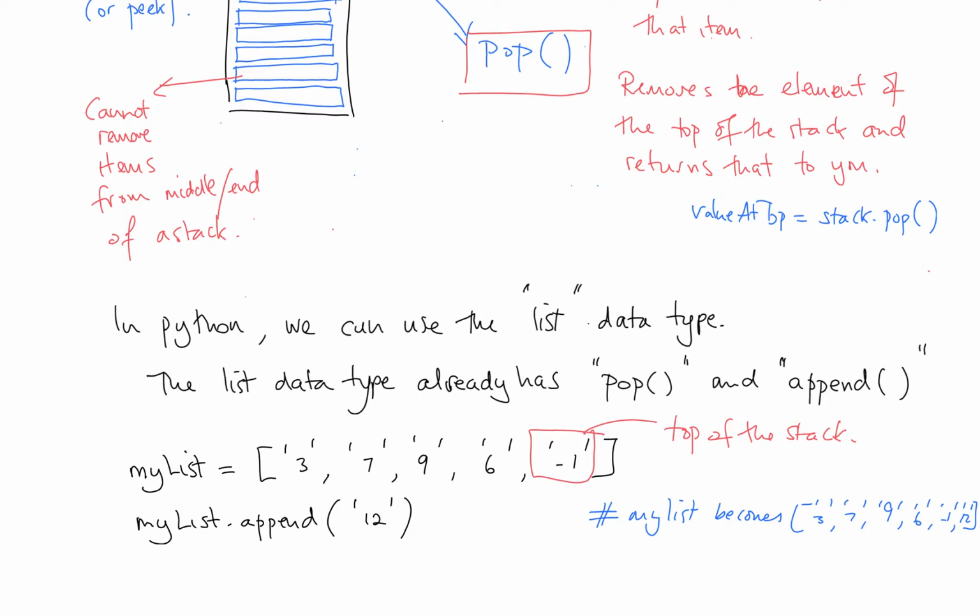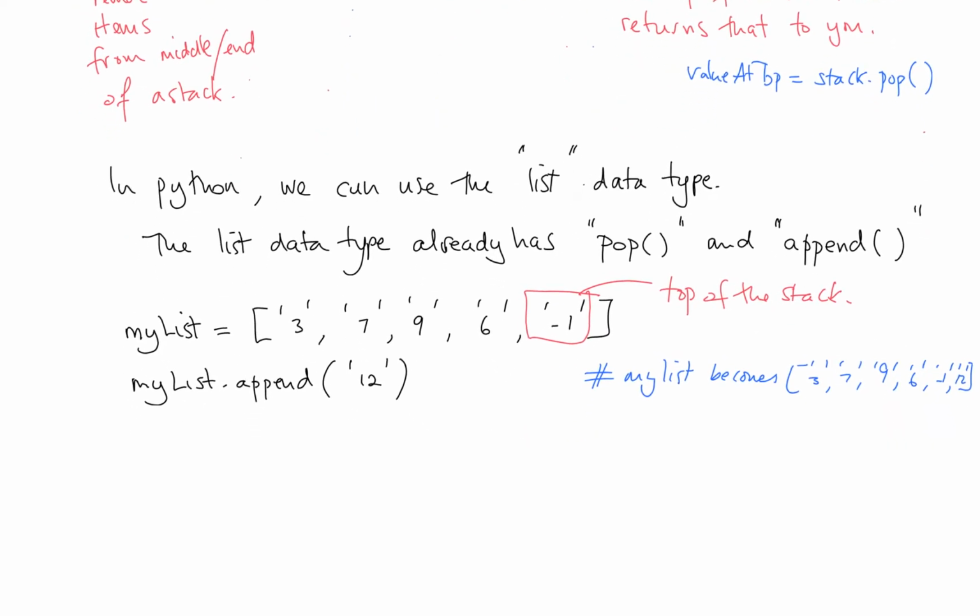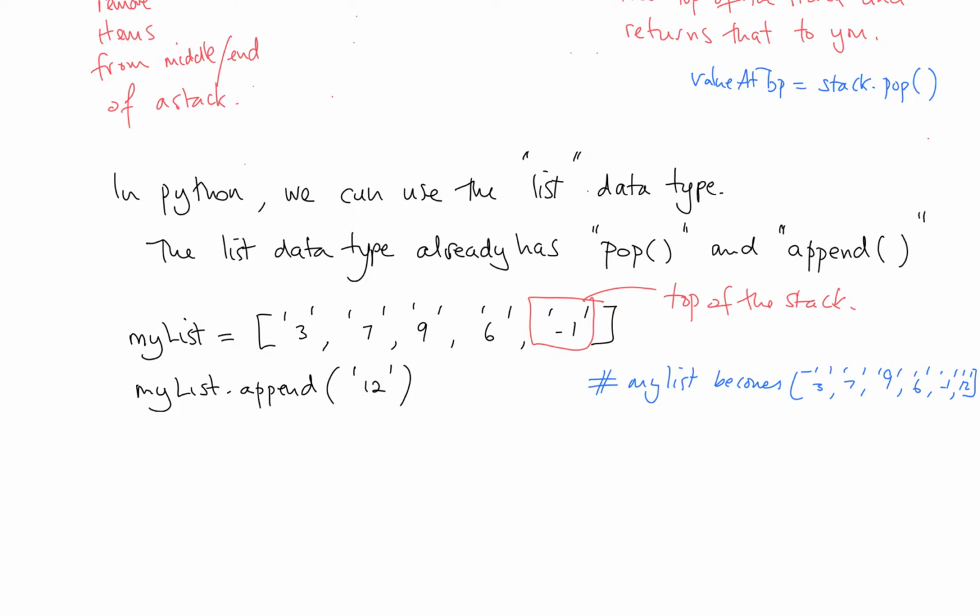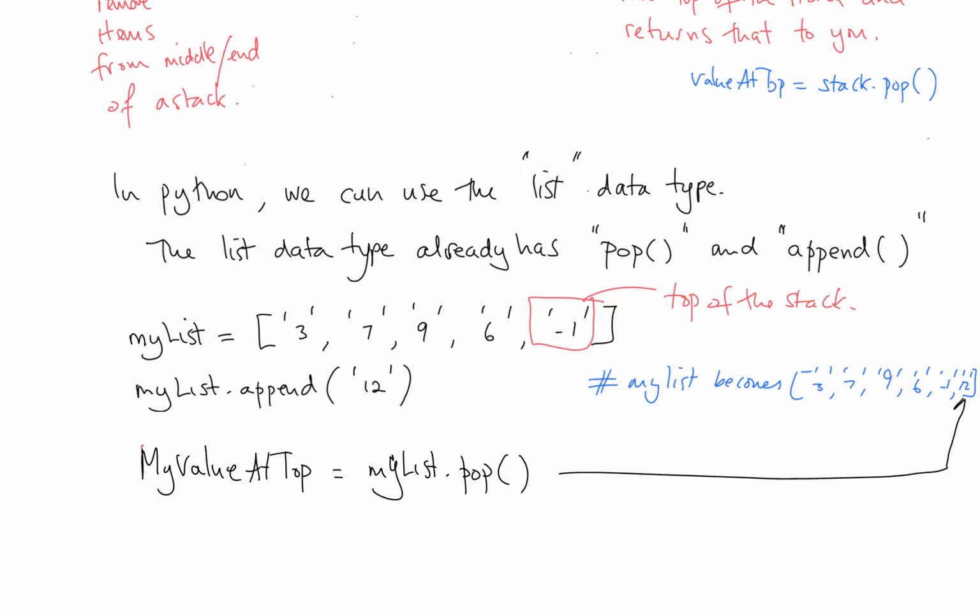And also in Python we have pop. So I could just say something like this. I could just say my value at top is myList dot pop, and that would return whatever's at the top of the stack. Now in this case here it would give you this string value of 12 and then return the list to how it was to start with, because the 12 has been popped off the top.